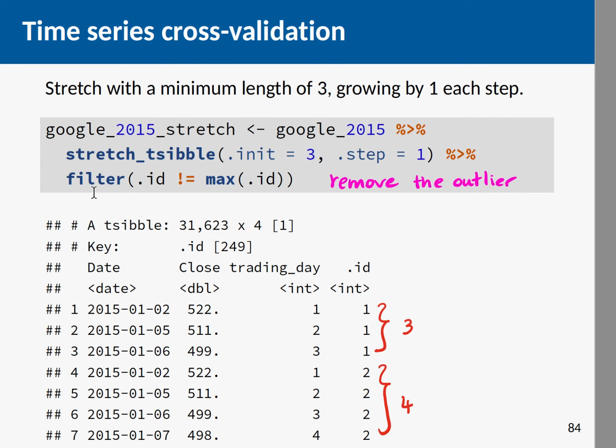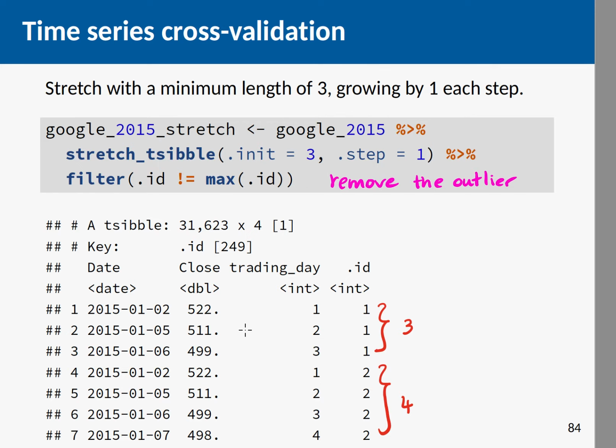And then in this last step, we are trying to filter out the outlier here. So we're saying id, which is the closing price, is not equal to the maximum of this id value, which is removing the outlier.